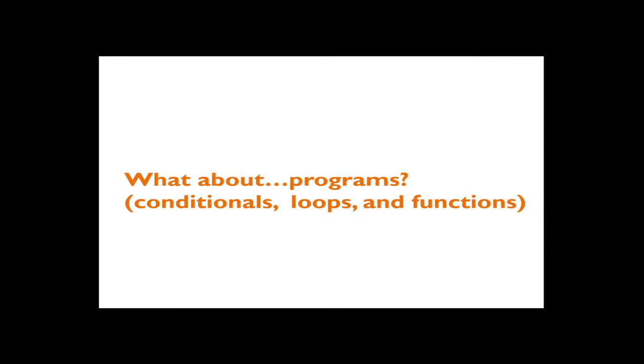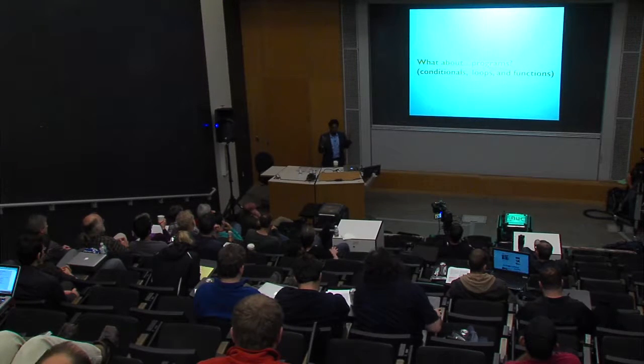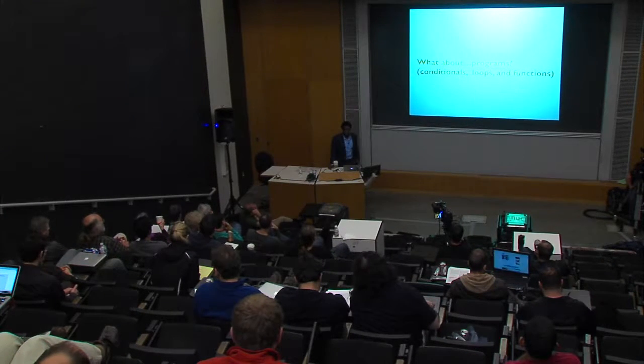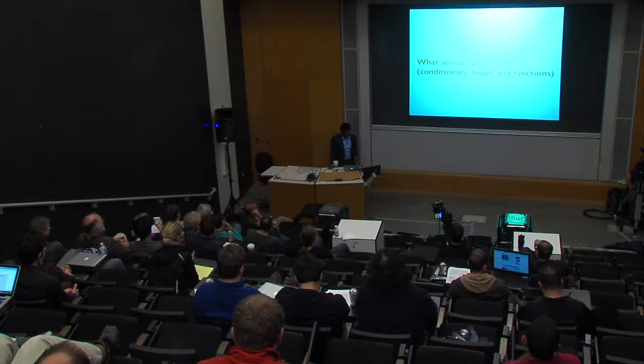But anytime you see a programming languages, program analysis result, you should always ask, what about programs? Because programs are complicated, they've got all these things going on. And in the interest of time, I'm not going to spend too much time on this. But if you think about functions, a really important thing is that we can do modular verification: I can verify one component of my system, I can verify another component, and I can compose them together, and the verification is still going to hold.